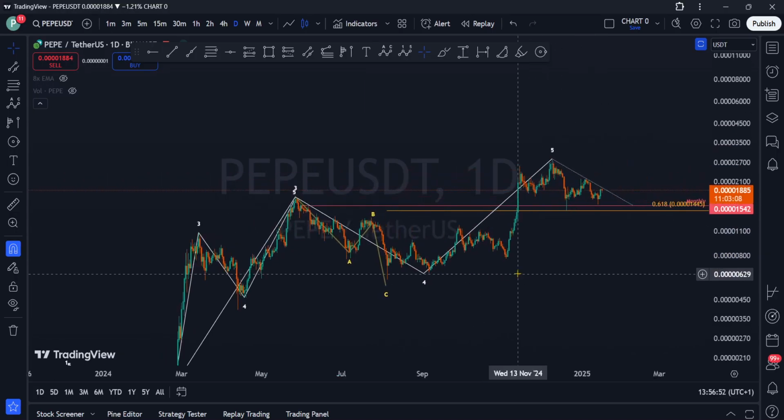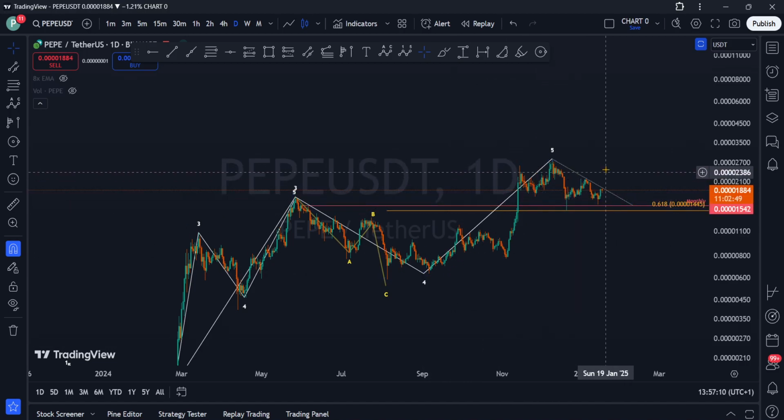Now this is where the price of PEPE is right now, and it's currently within the fifth and the last wave. So what I'm trying to identify now is the fifth wave and the last impulse wave: is it complete already, or do we still have another wave to put in within this wave?